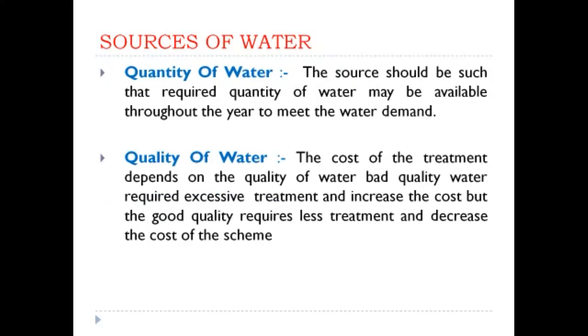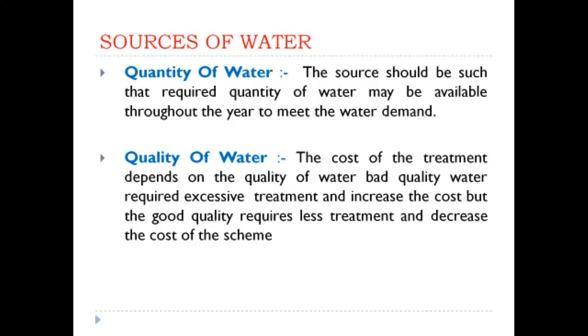Next one, quality of water. One of the important ones is quality. The cost of the treatment depends on the quality of water. If the water quality is poor, too much treatment is needed, and if the quality is high, less treatment. Bad quality water requires excessive treatment and increases the cost, but good quality water requires less treatment and decreases the cost of the scheme. That is the quality of water.